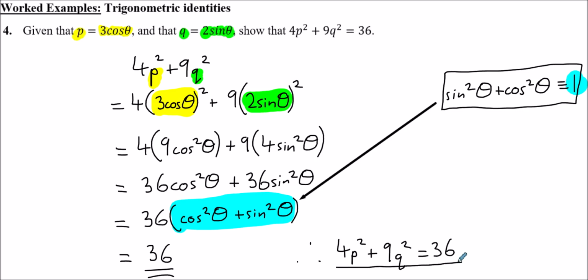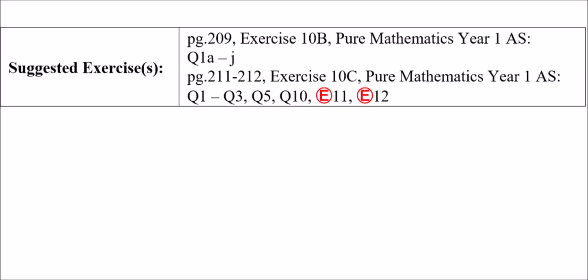So now it's over to you lot. Ladies and gents, if you could go to page 209, exercise 10b, try questions 1a through to j, and once you've done those, page 211 to 212 of exercise 10c, questions 1 through to 3, question 5, question 10, then the examination type questions 11 and 12.